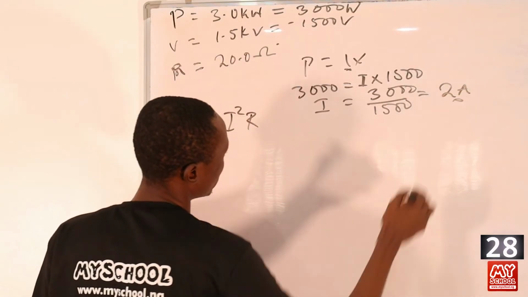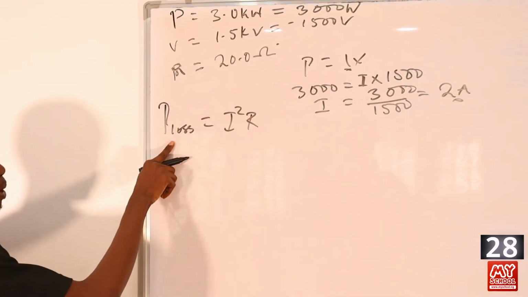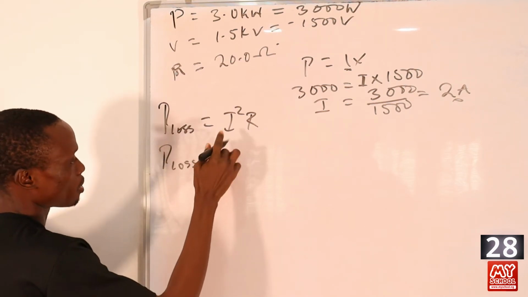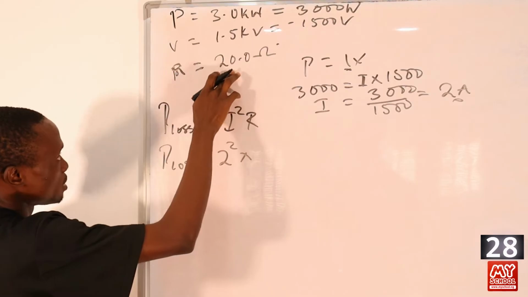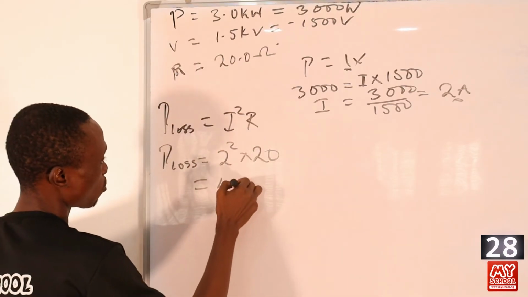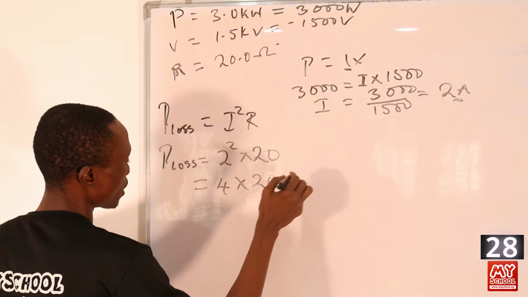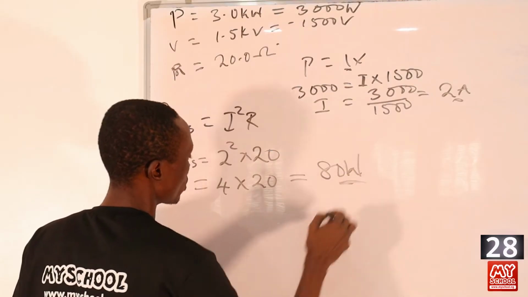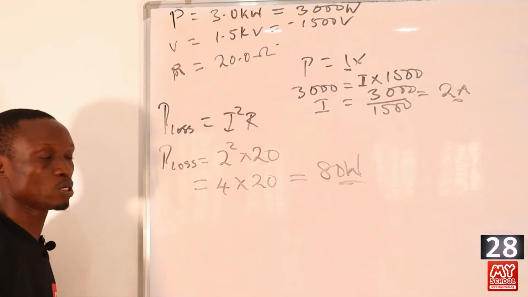Okay, so now that I've calculated our current, we can now calculate the power loss. Power loss is equal to our current 2 squared, times the resistance, which is given to us, 20. So this will be equal to 4 times 20, and if we multiply 4 by 20, we'll be having 80 watts. So the power loss in the cables is equal to 80 watts.